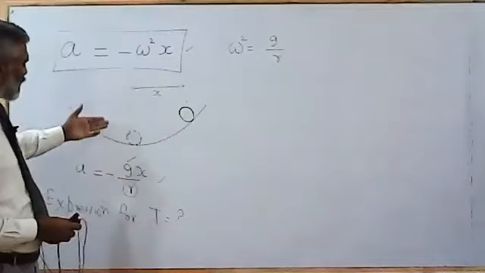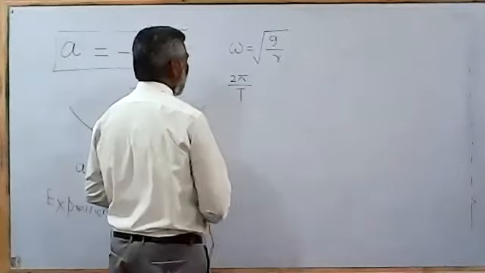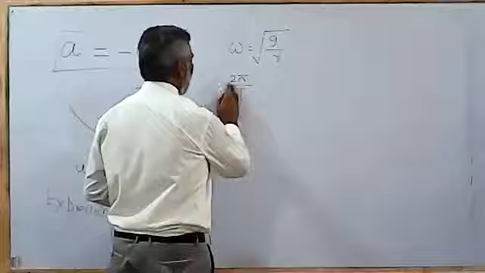This readily means that omega must be equal to root of g over r, which means 2 pi over t. Or let's say we talk about an expression similar to the one we derived for the simple pendulum.